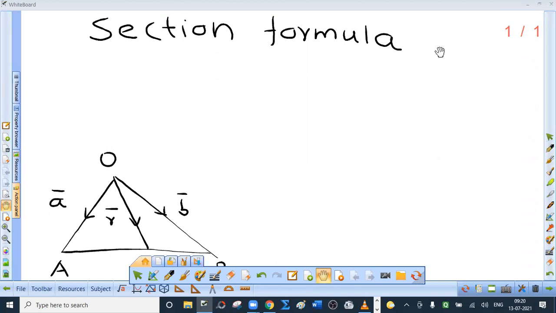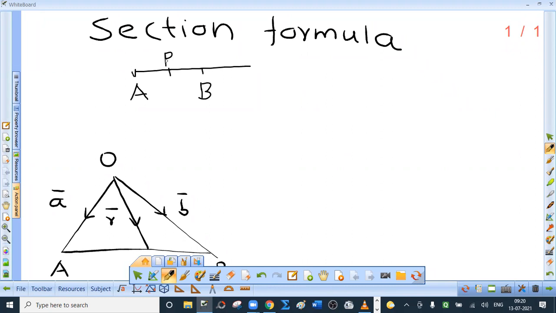Now we are going to discuss section formula. Proof can be asked. Section formula for internal division, section formula for external division. Now, what is the difference between internal division and external division? Consider points A and B. If the point P lies on segment AB, it is said to divide segment AB internally in the ratio AP is to PB.